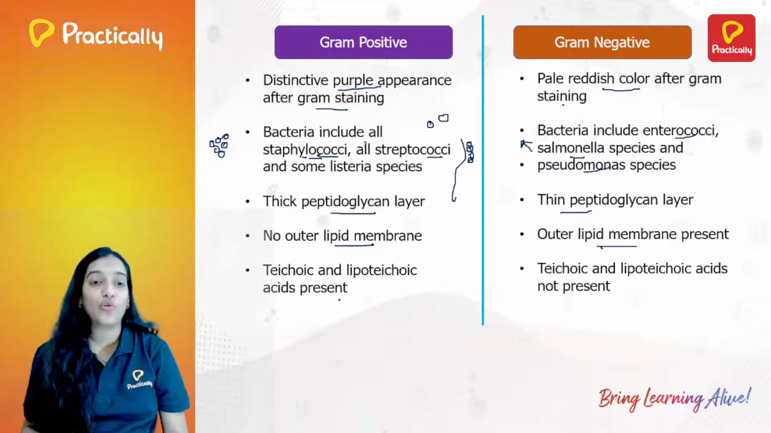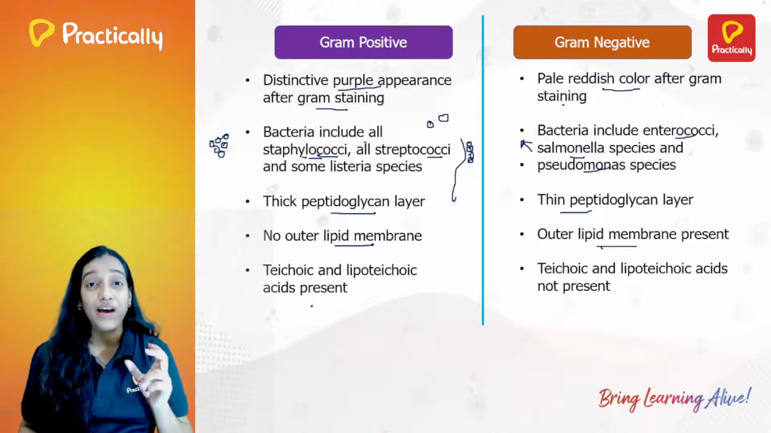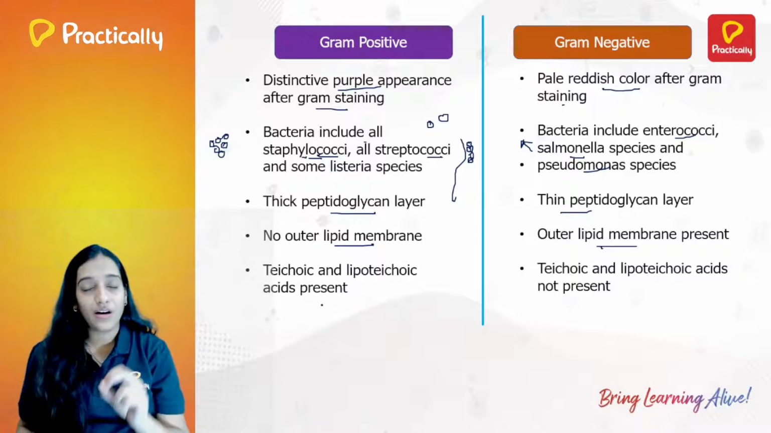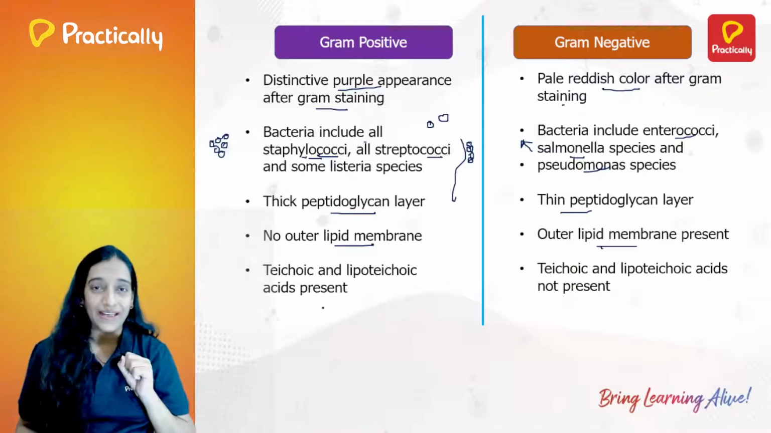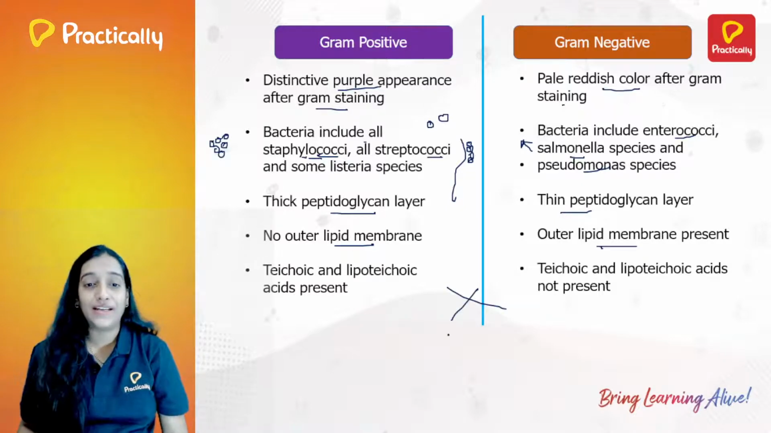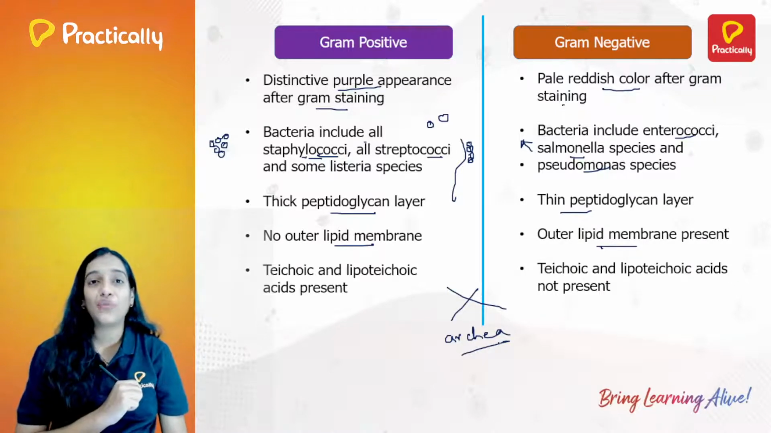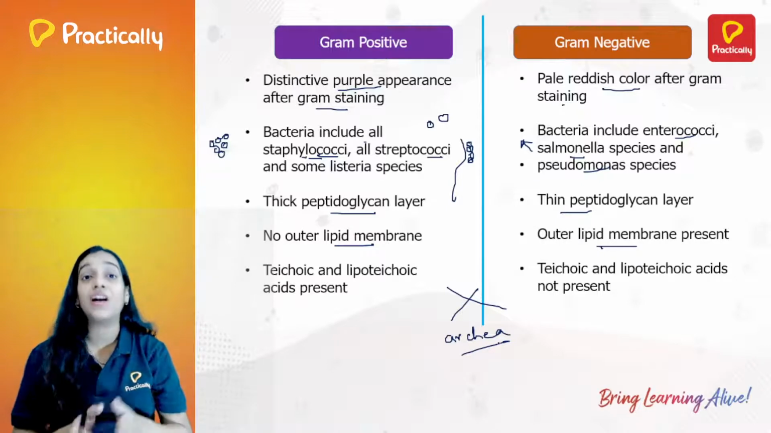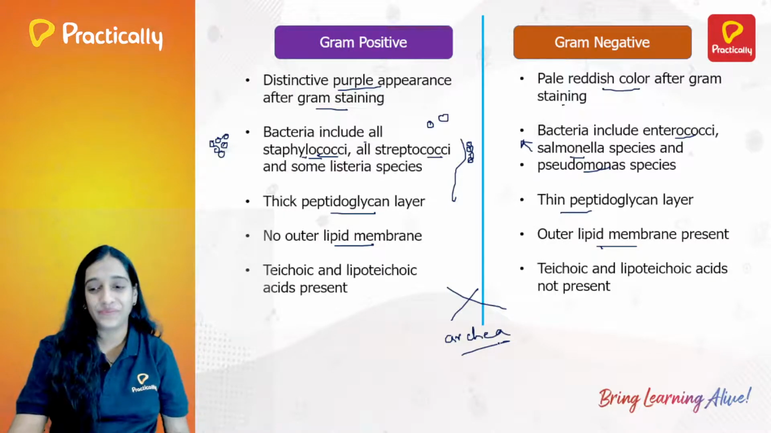Teichoic and lipoteichoic acids are specific markers, you can say, to distinguish gram-positive and gram-negative bacteria. These compounds are not present in archaea, which we studied yesterday. Because of this, it is a distinguishing feature between bacteria and archaebacteria.